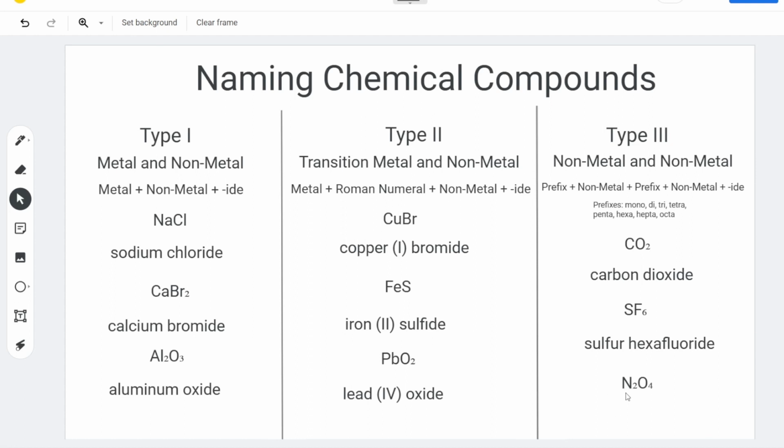For a compound such as N2O4, we have 2 nitrogen and 4 oxygen, meaning that we would need to use the di prefix for nitrogen and the tetra prefix for oxygen. And so we have dinitrogen tetroxide.